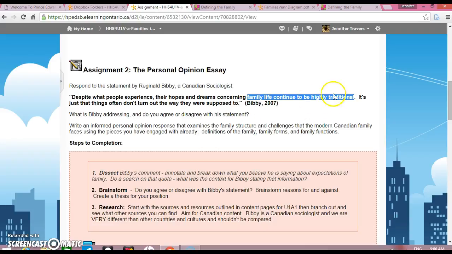What does that tell you about the traditional family, but just that things don't turn out the way they were supposed to? Is it because there's so many variations of what the family is that maybe it's about doing the family functions and not just about what they look like? Is that what makes a family, etc.? So it has your steps here. Dissect what he's saying, brainstorm whether you agree or disagree, and reasons why you agree or disagree.